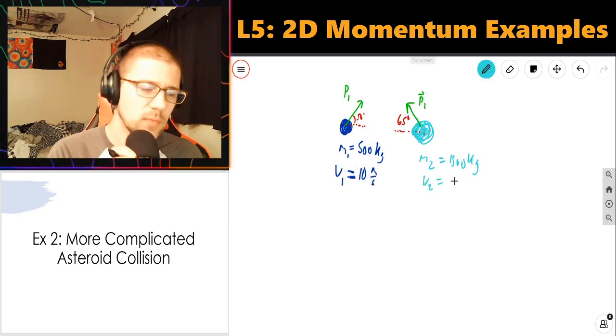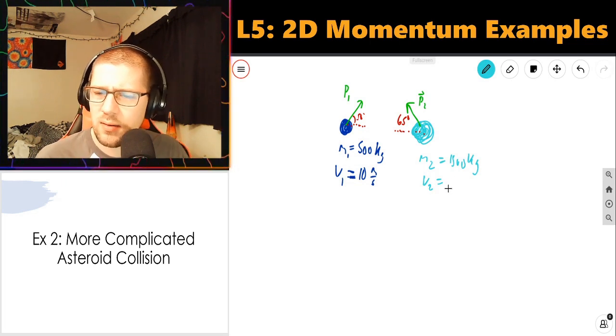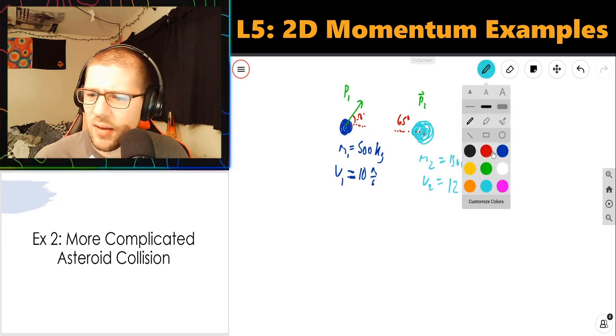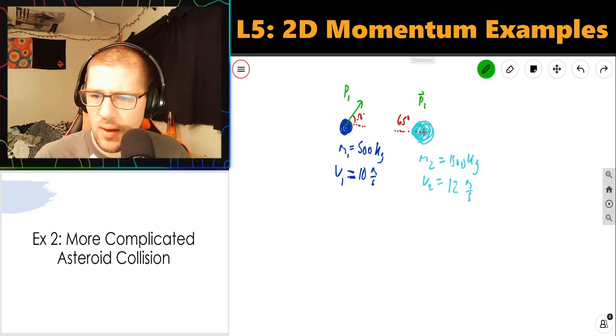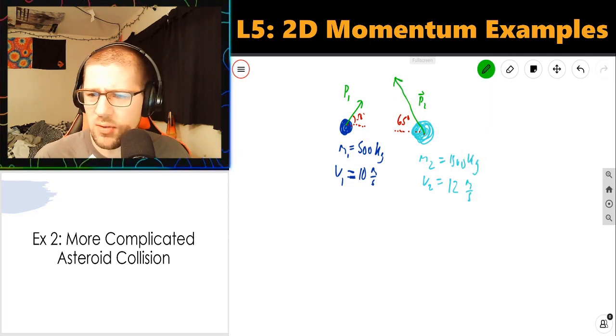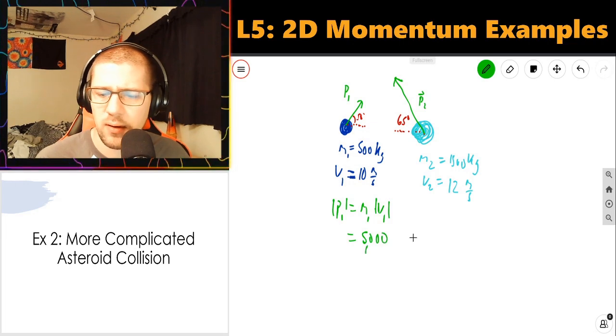Nothing too crazy. The speed of the second mass, we'll call it 12 meters per second. Okay, so I can already tell you my initial drawing was a little bit off. P2 is going to be much bigger than P1. Let's calculate that out just so I can show that the magnitudes are going to be bigger for 2 than 1. The magnitude of P1 is just going to be M1 times the magnitude of V1, which is 5,000 kilogram meters per second.